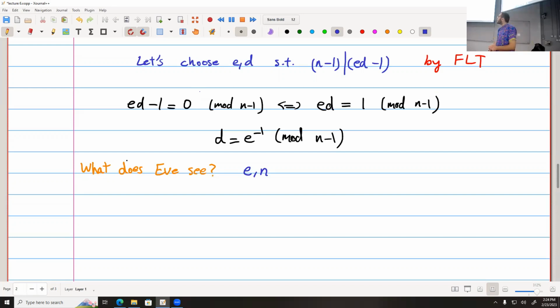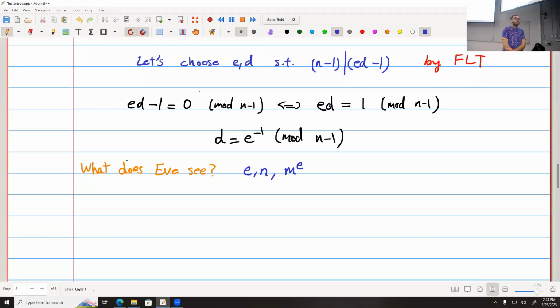And then when someone sends her a message, let's say Bob is sending Alice the message M. The way he encrypts it is that he just sends M to the power of E. So Eve also sees that. Eve is also seeing M to the power of E.